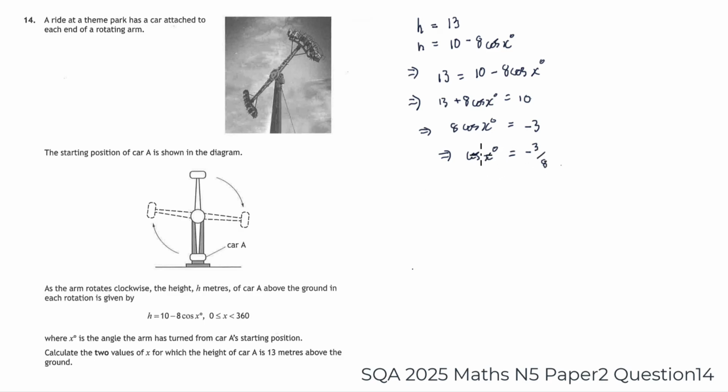Now, we have cos x being a negative value. It's negative 3/8. There's two ways of approaching this. You might have been taught to use the graph, or you might have been taught to use a quadrant diagram. So we'll first of all have a closer look at the cosine graph to see what's going on here.